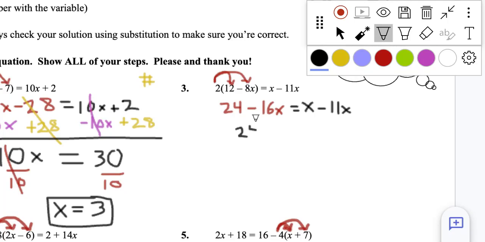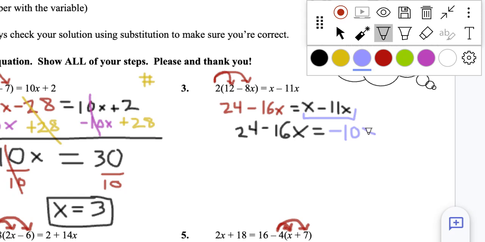We get 24 minus 16x. You can't combine those because it's like dollars and apples. You can't combine them together. Okay, now x minus 11x. I know x minus 11x can be added together. It's like saying 1x minus 11x. 1x minus 11x happens to be negative 10x.